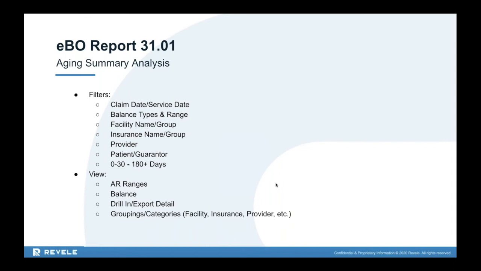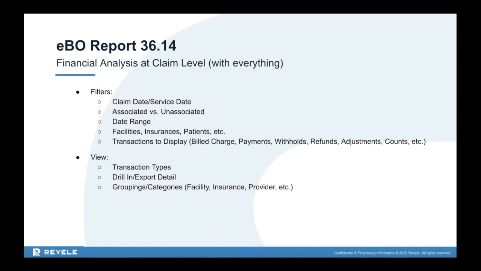So the next report that I'm going to touch base on is 3614, financial analysis at claim level with everything. It's very similar to the previous report, but there's a big difference. If you're wanting to look at billed charges, payments, adjustments, whether contractual, write-offs, refunds, things like that, just at a claim level, this is a good report to use.